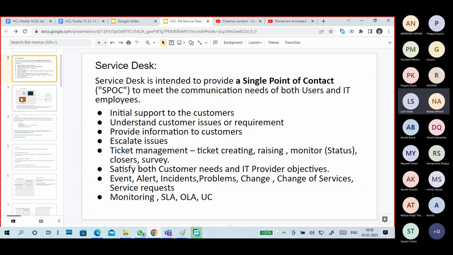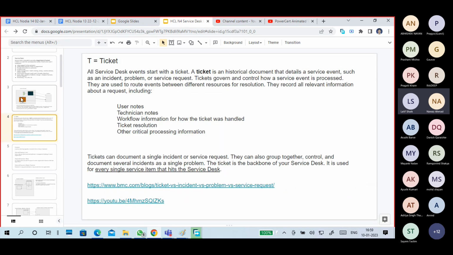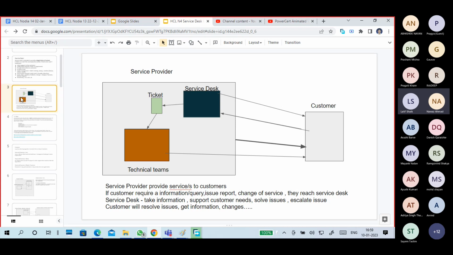Guys, this is the service desk. What is a service desk? A single point of contact to meet the communication needs of both users and IT employees. If you want to change the wording, you can, but don't forget about SPOC, single point of contact. The service provider provides service to the customer. So if the customer requires any information, or an inquiry, or is reporting any issues, they will go to the service desk.